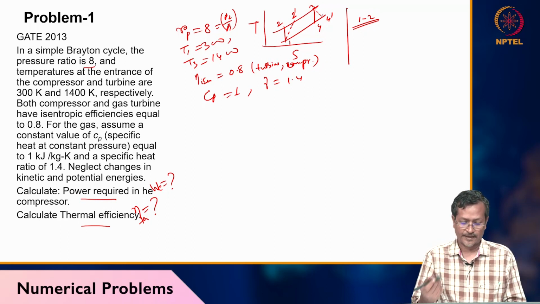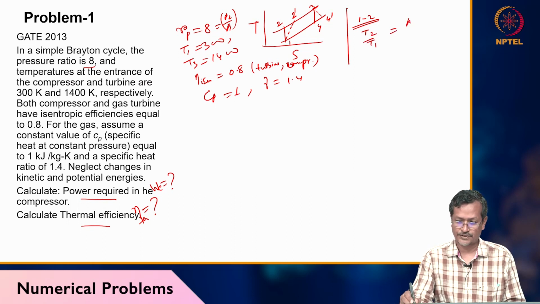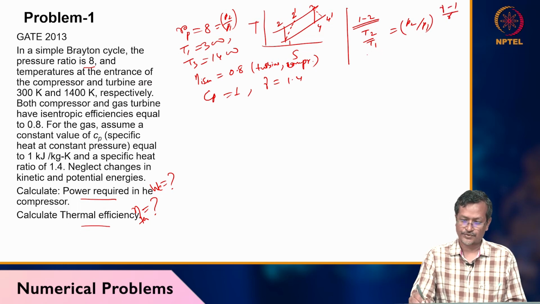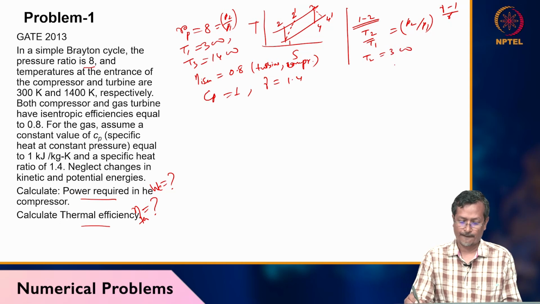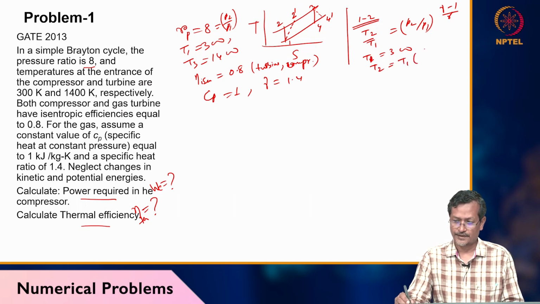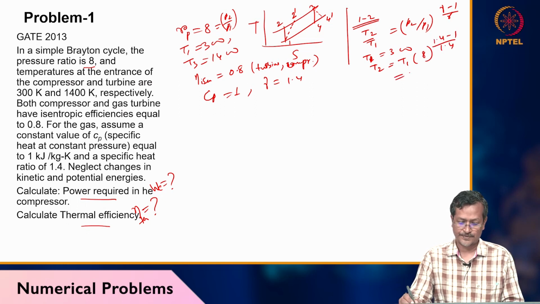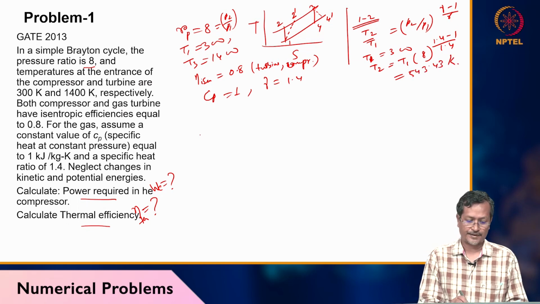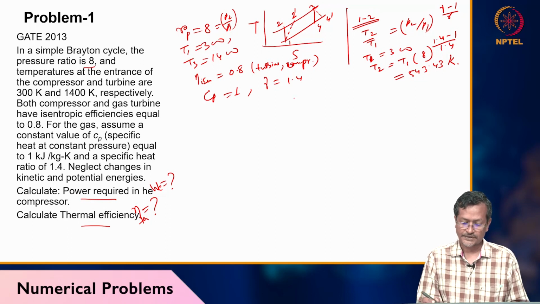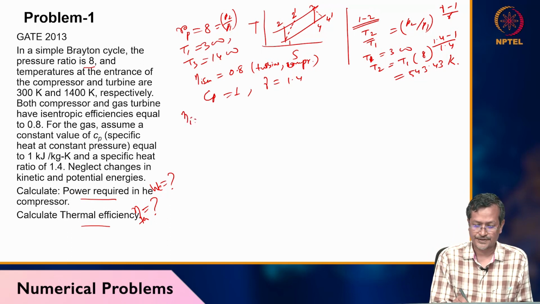So for a reversible adiabatic compression process, T2 by T1 equals P2 by P1 to the power gamma minus 1 by gamma. T1 equals 300. So T2 equals T1 into 8 to the power 1.4 minus 1 divided by 1.4. This value is coming to 543.43 K.